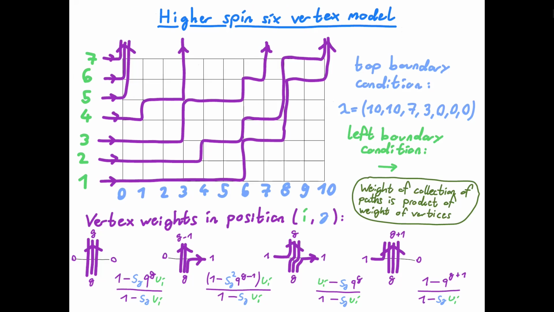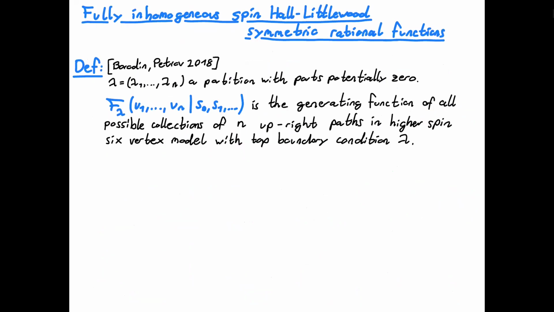A priori, no, we will talk about this. But for the connections to Robbins polynomials, you need to make some specializations. But a priori in the full model, Borodin and Petrov introduced in 2018 the fully inhomogeneous spin Hall Littlewood symmetric rational functions simply as the generating function of all possible collections of n up-right paths in the higher spin six-vertex model with top boundary condition lambda. And the n in this case is the length of lambda, where lambda may have some parts equal to 0, and it's also the number of variables. And then you have this infinite family of s parameters, which corresponds to the infinite columns that you can have.